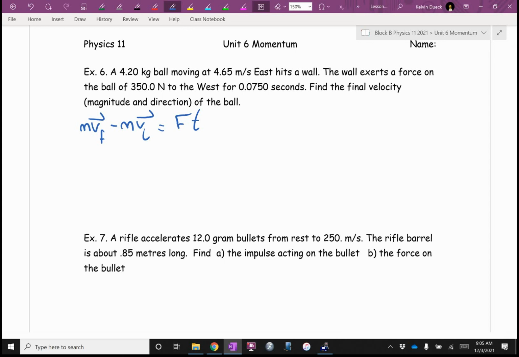Mesa, what are they asking me to find? I'll put a dot above it. I want to get that by itself. How? Well, what's right next to the VF? How will I move that M over eventually? Remember that. What else is on the same side? A minus MVI. How will I move that over?